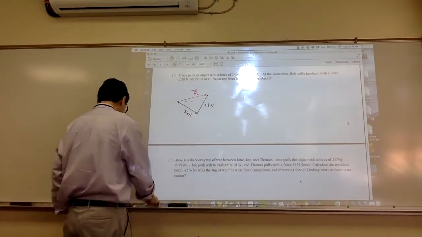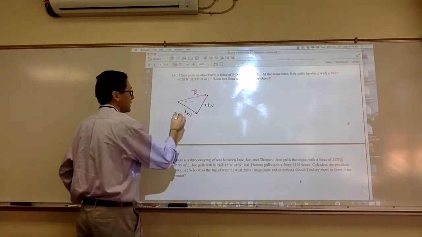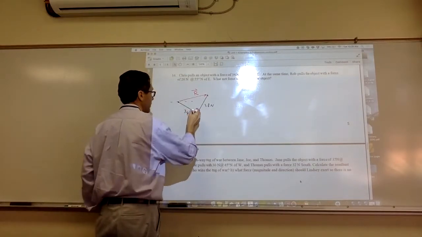The law of cosines is quicker, much quicker, but only if I can figure out what this angle is here.